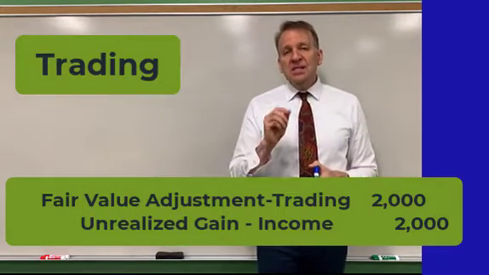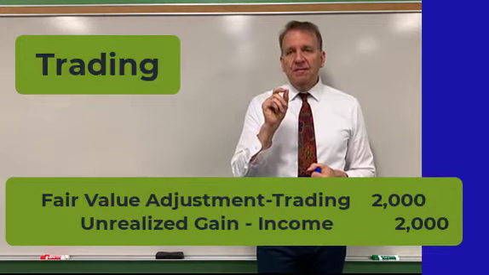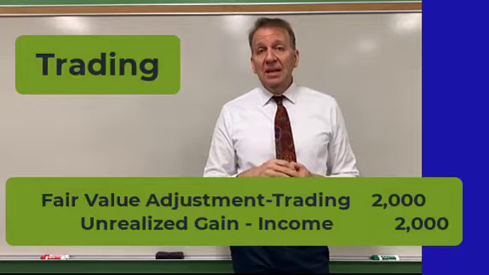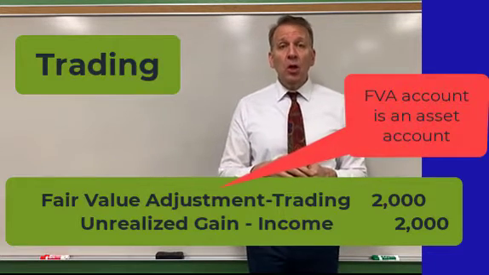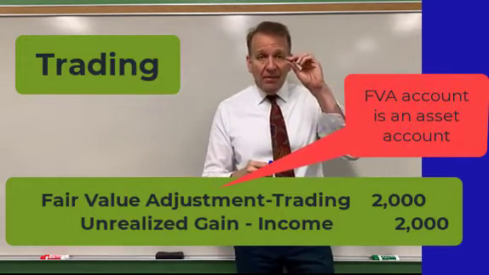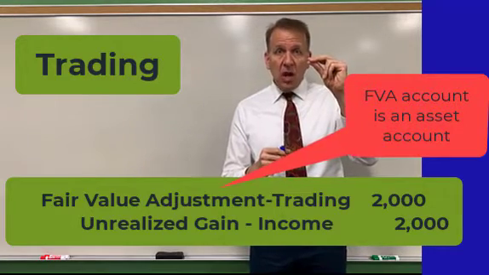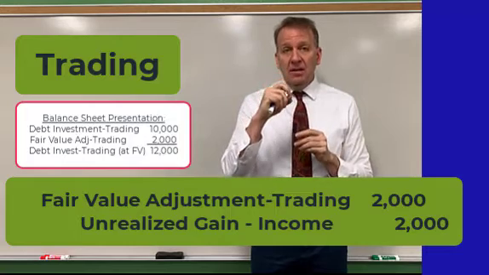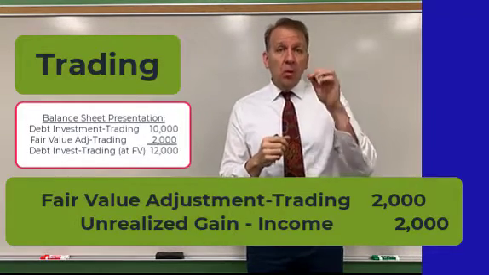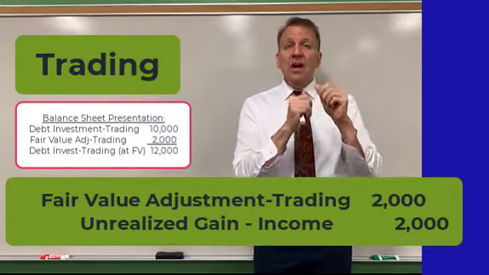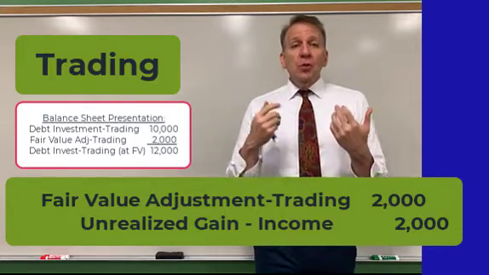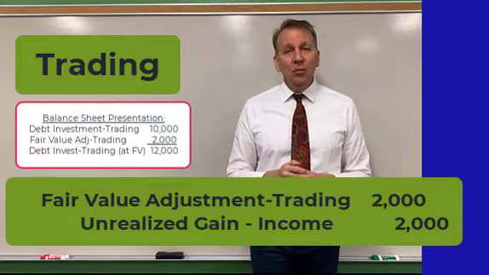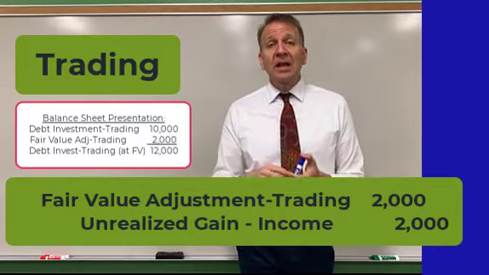Okay, let me point something else out here. This fair value adjustment account, this debit of $2,000, is an asset account. So it's going to go with the portfolio. The portfolio will have a balance of $10,000, but then it will also have this fair value adjustment account that goes with it. In this case, the portfolio was $10,000, this fair value adjustment is $2,000, so the overall balance then is the $12,000, which is the value of the portfolio right now.